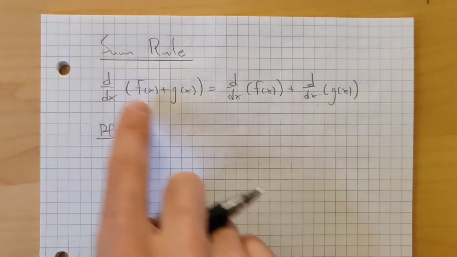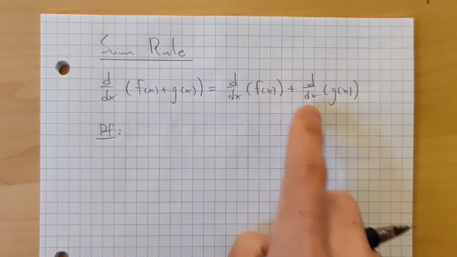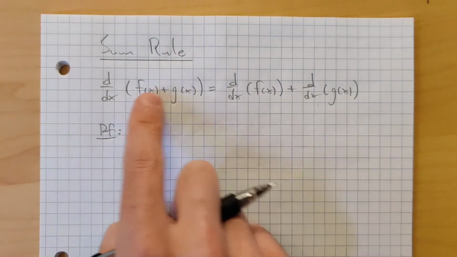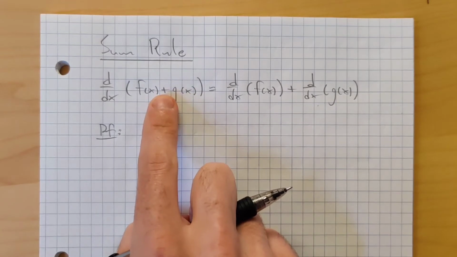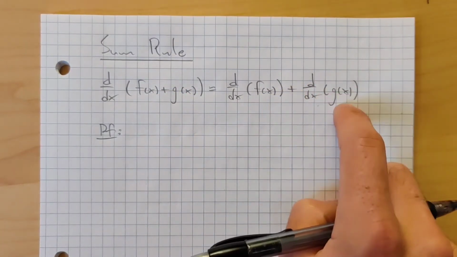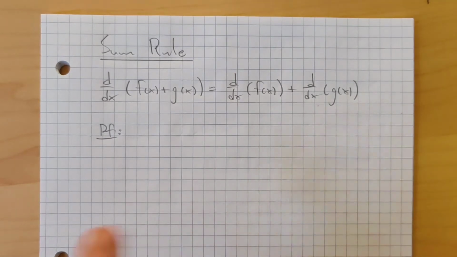The sum rule says the derivative of a sum of two functions is the sum of the two derivatives. In other words, when I'm taking the derivative of a sum, I can just leave the plus sign where it is and take the derivative of each piece independently. Just ignoring the plus sign, it stays as it is.